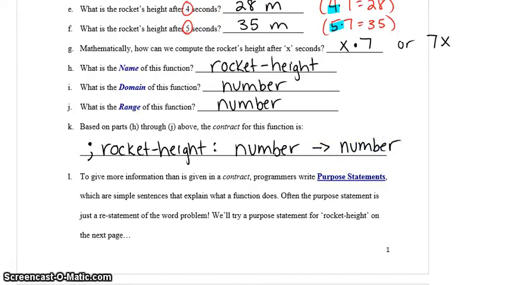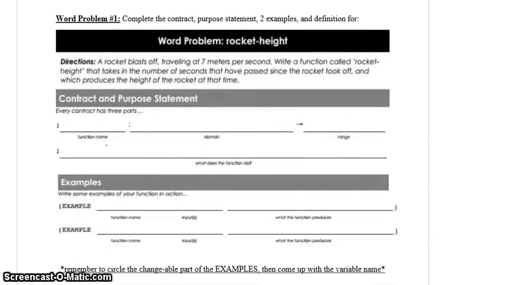So the whole point of this and where this is headed is we're going to be talking about purpose statements. So to give more information than is given in a contract, programmers write purpose statements, which are simple sentences that explain what a function does. Often the purpose statement is just a restatement of the word problem. We'll try a purpose statement for rocket-height on the next page. So let's go ahead and take a look at the next page.